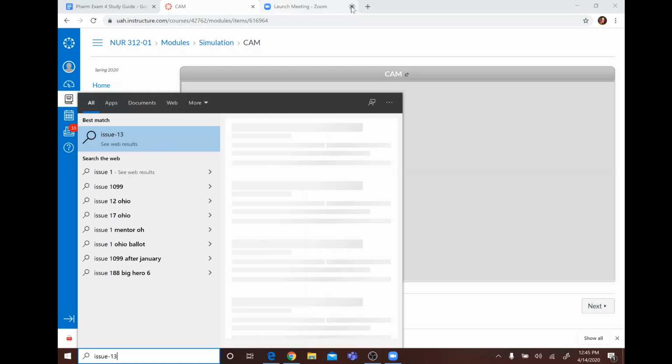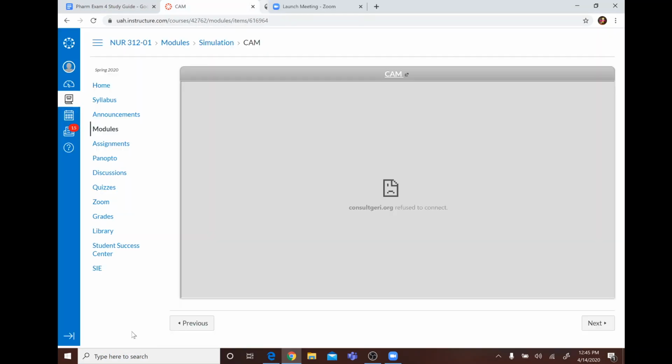Okay. I'm going to close stuff as I go so my computer doesn't keep being so slow. I guess it doesn't help that I have 5,000 things open.